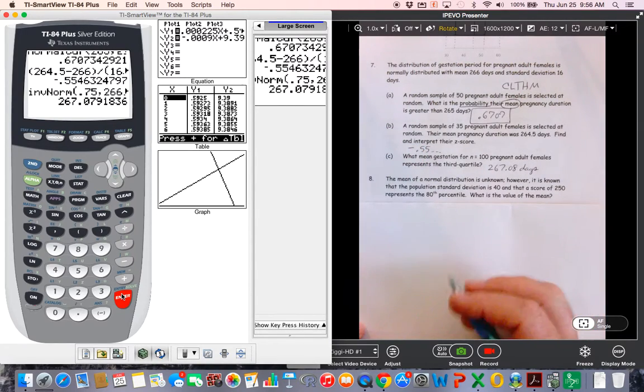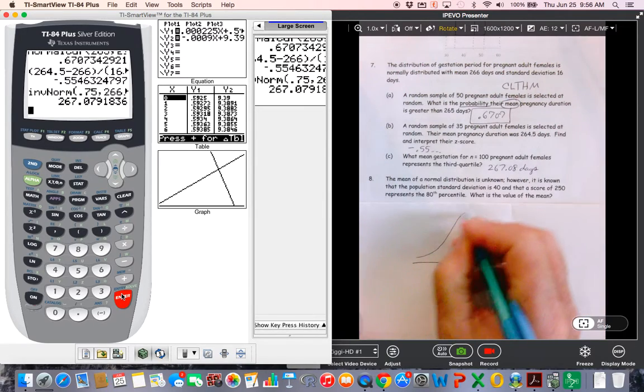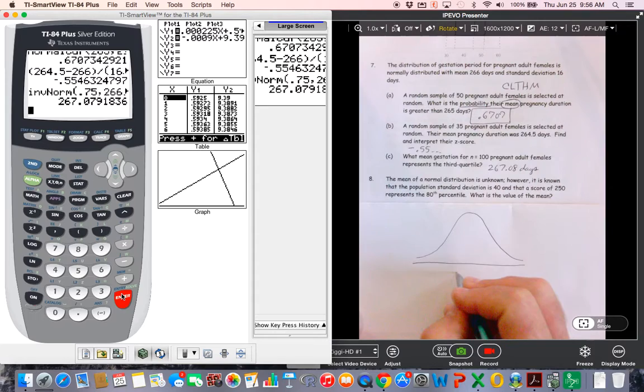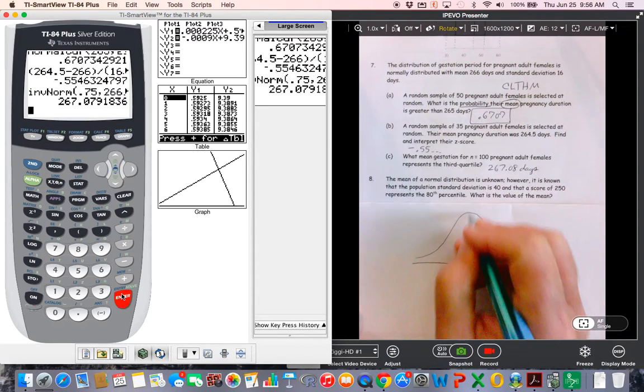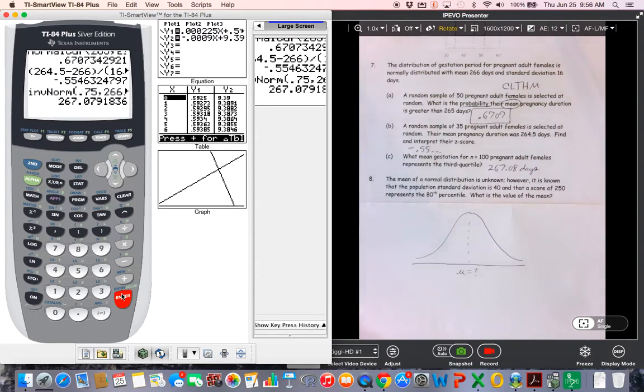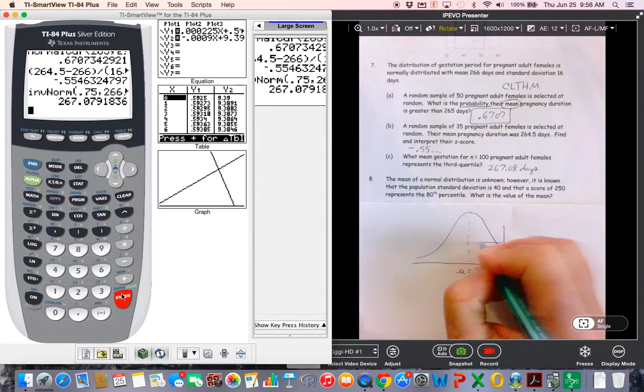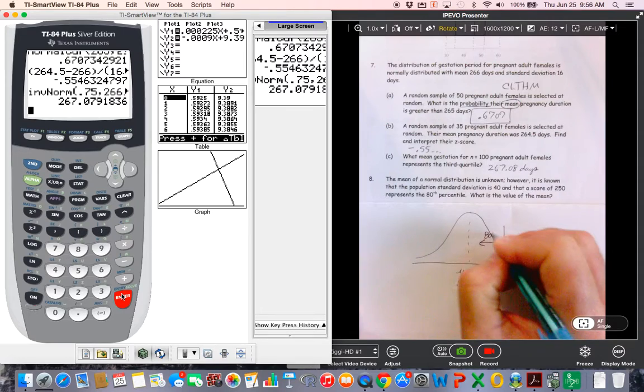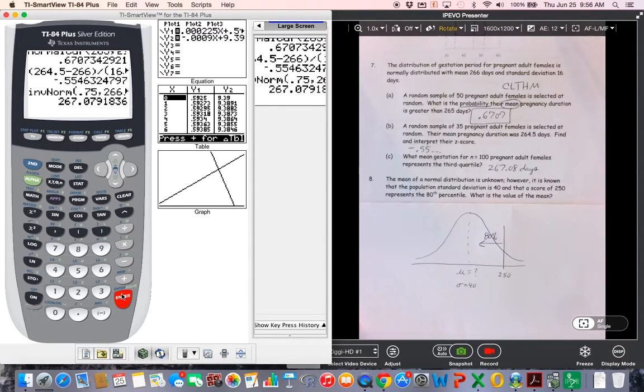All right, so guys, we got this population up here. Of course, the mean is going to be in the center, but the mean is unknown. And the population standard deviation is 40. And we know that a score of 250 represents the 80th percentile. So a score of 250 has 80% of the scores below it.